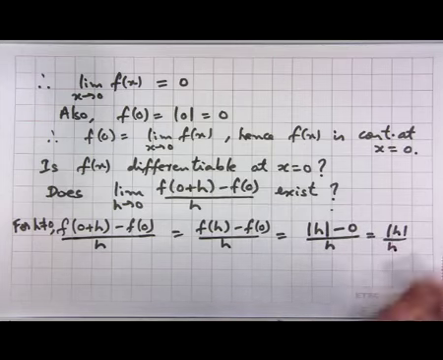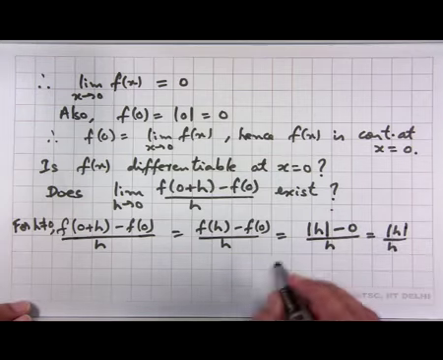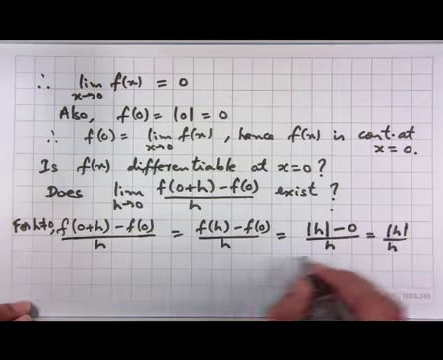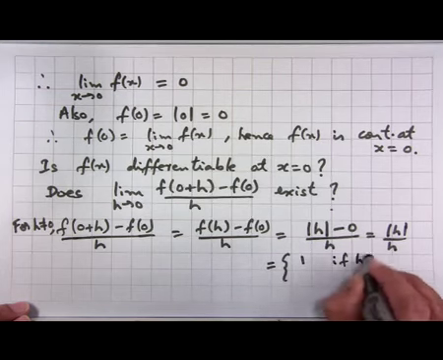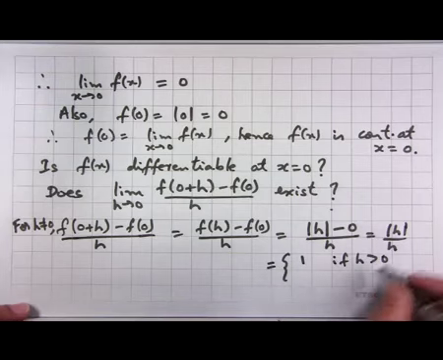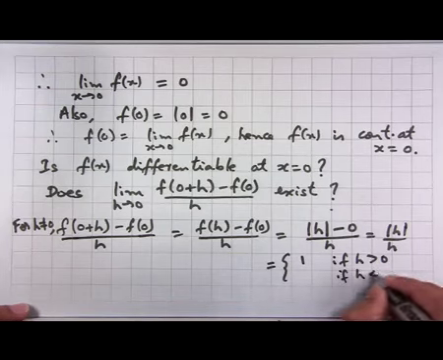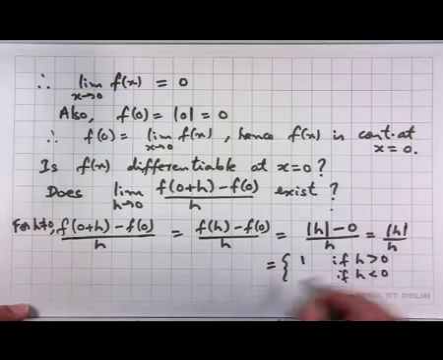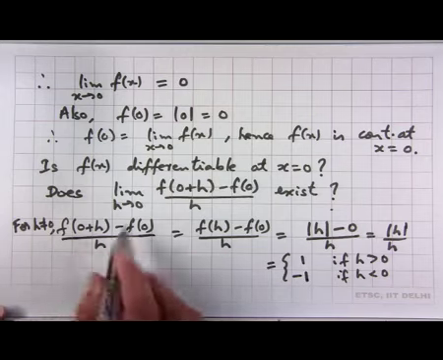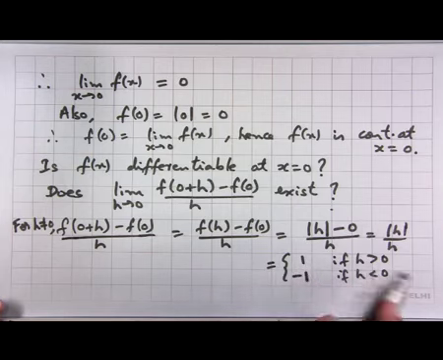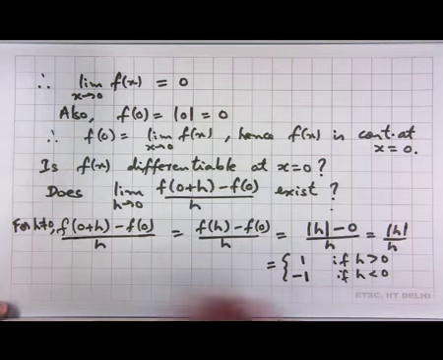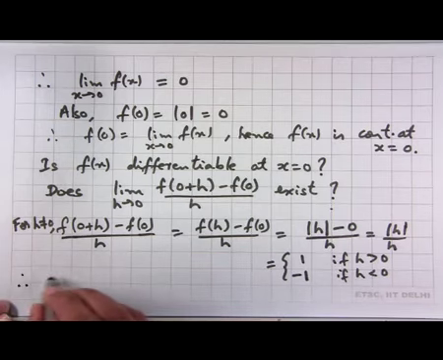Now, we know that mod h is equal to h if h is positive. So, this is equal to 1 if h is positive, and if h is negative, then mod h is equal to minus h. So, minus h by h will give minus 1. So, we see that this difference quotient is equal to constant 1 if h is positive, and it is equal to minus 1 if h is negative.